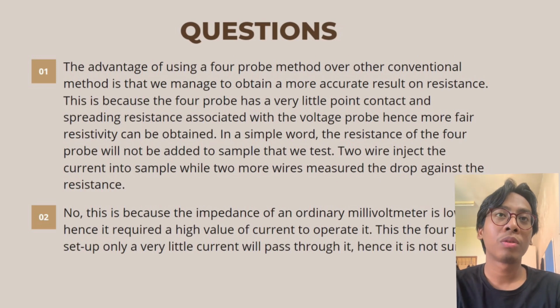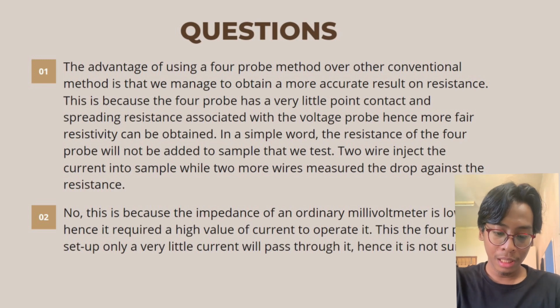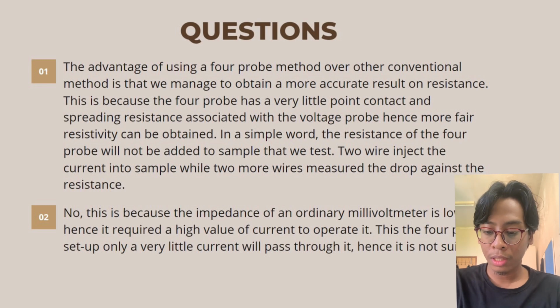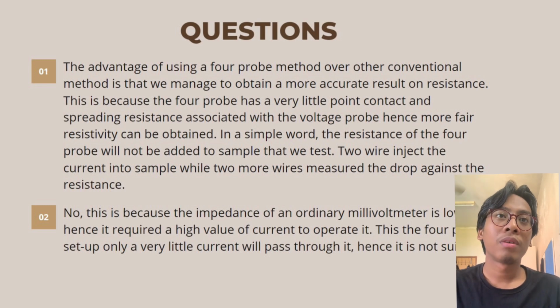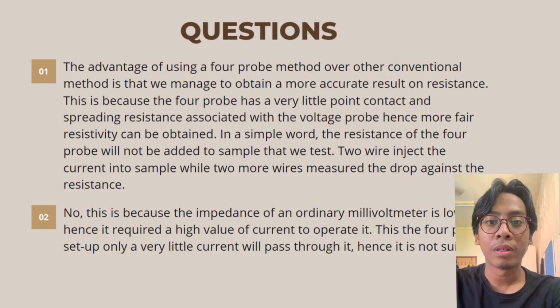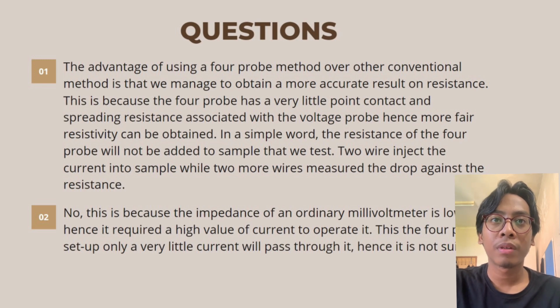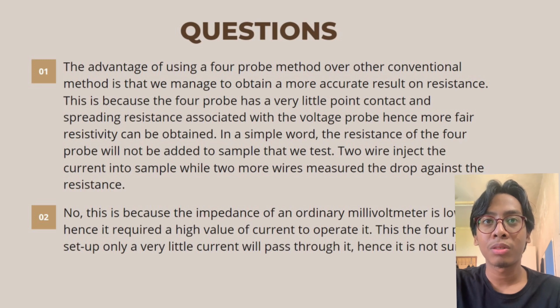Now I will do the question part, the first one. The first question is, what is the advantage of the four-probe method over other conventional methods? The advantage of using a four-probe method over other conventional methods is that we manage to obtain a more accurate result on resistance. This is because the four-probe has very little point contact and spreading resistance associated with the voltage probe. Hence, more accurate resistivity can be obtained.